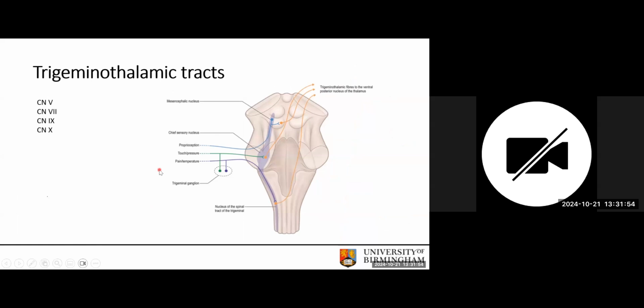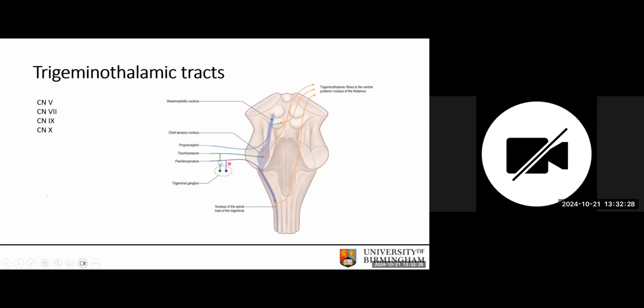Now, I am explaining that pathway so you understand the trigeminothalamic, and this is the one that is important for you in your clinical practice. There are some cranial nerves that take sensory information located in the head and neck. Those are 5, 7, 9, and 10.